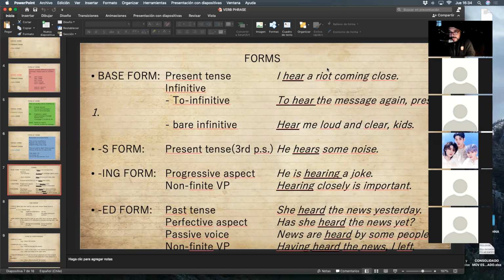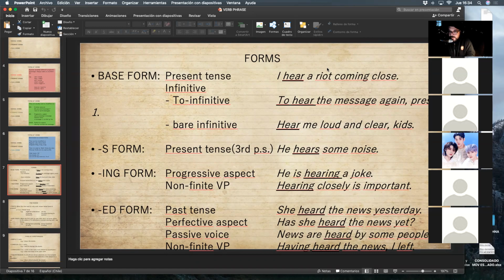So the example is he hears some noise, nothing new. The -ing form, the third form, is being used to represent the progressive aspect and also to represent non-finite verb phrases. So, for example, in the first example, he is hearing a joke. Hearing is in its -ing form because it is in its progressive aspect, right?